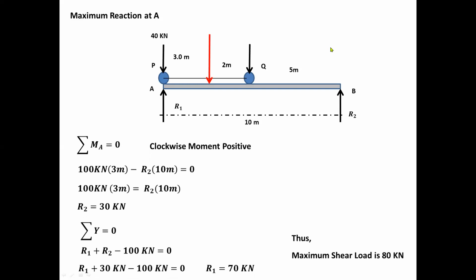Now, ano ngayon ang ating maximum shear load? Ang ating maximum shear load is actually 80 kilonewton. So, syempre, pipiliin natin ang 80 kilonewton. In this given example, dalawa lang ang ating mga wheels, ang ating moving loads, na kung saan ay nakagitna ang ating resultant first.